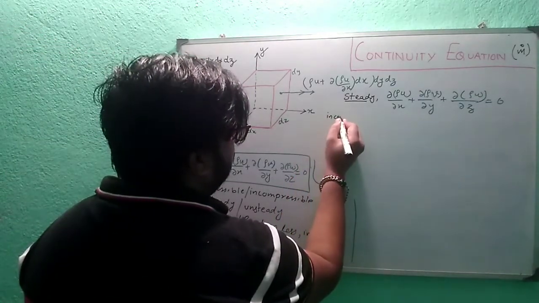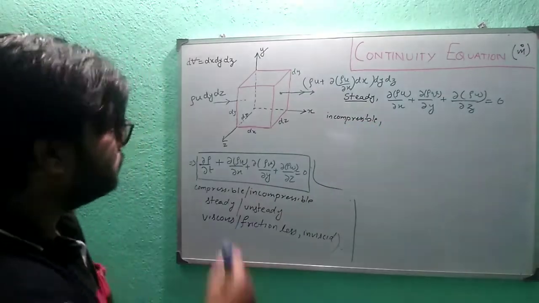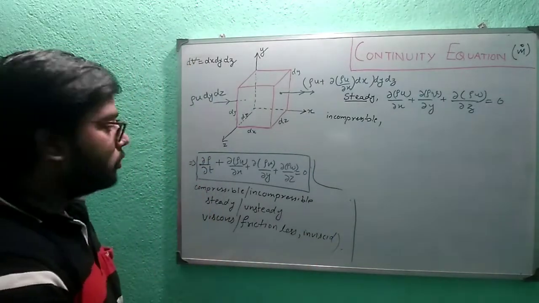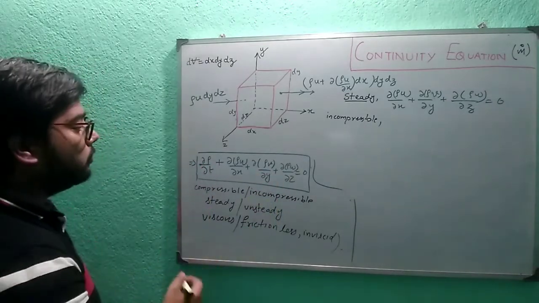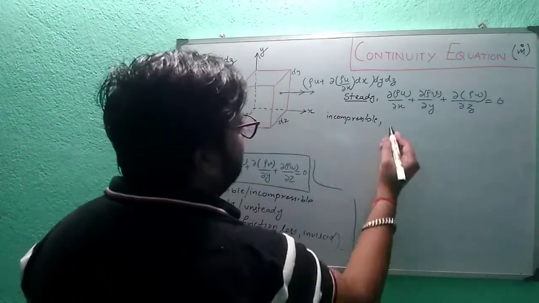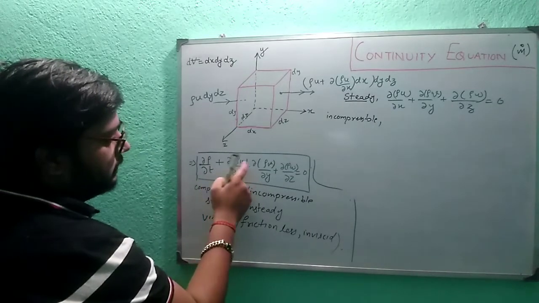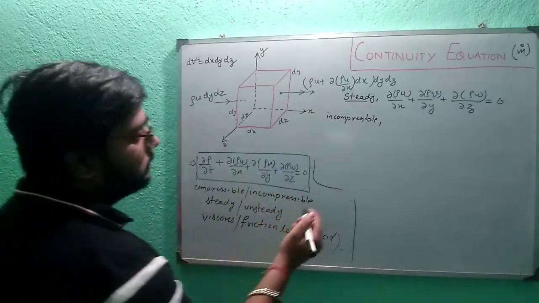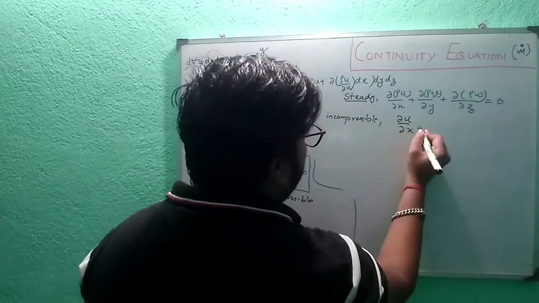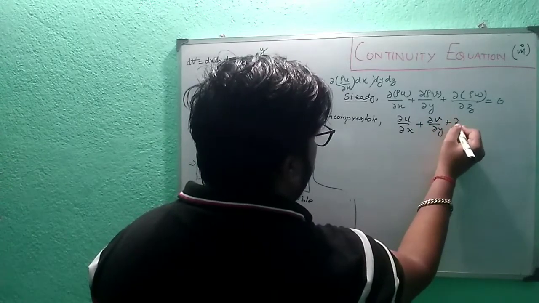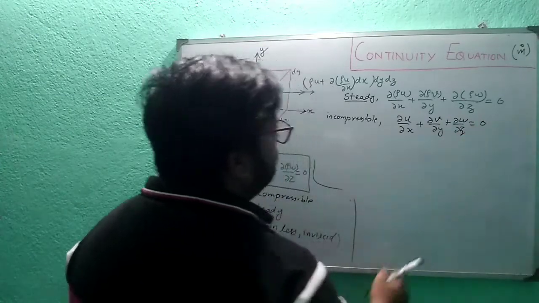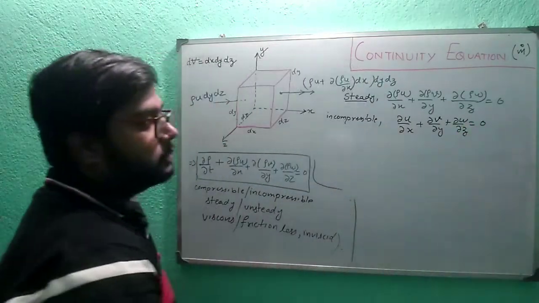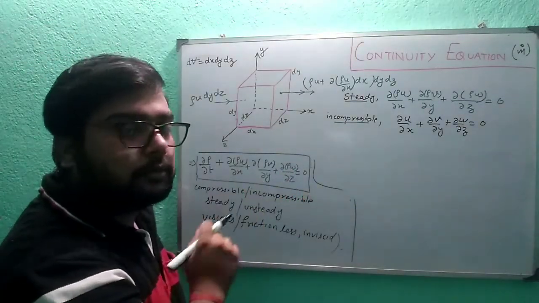If we talk about incompressible flow, the change in density is 0. Because density is constant in incompressible flow, this term will be 0. Since the density is constant, it will come outside of the bracket. So it will come like del u by del x plus del v by del y plus del w by del z is equal to 0.